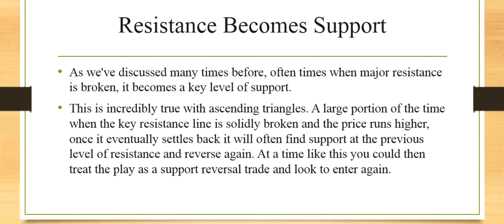So resistance becomes support. As we've discussed many times before, we briefly touch on this in the trading course as well. Oftentimes when major resistance is broken, it becomes a key level of support. This is incredibly true with ascending triangles. A large portion of the time when the key resistance line, that horizontal resistance line, is solidly broken and the price runs higher, once that price eventually starts to settle back, it will often find support at that previous level of resistance and then reverse again.